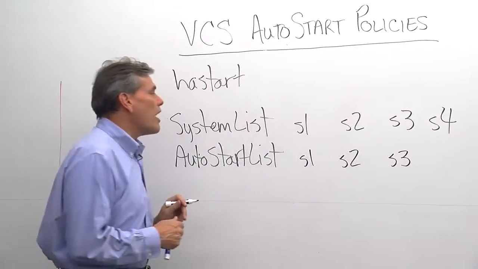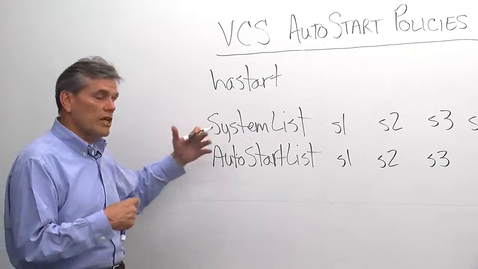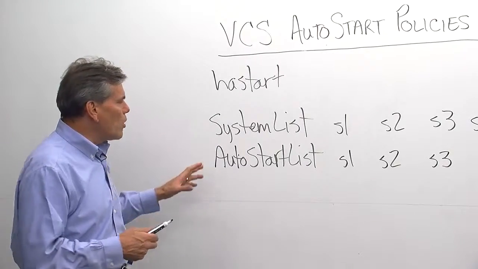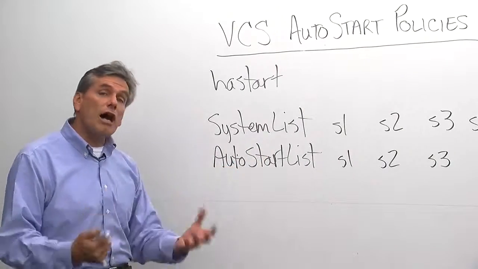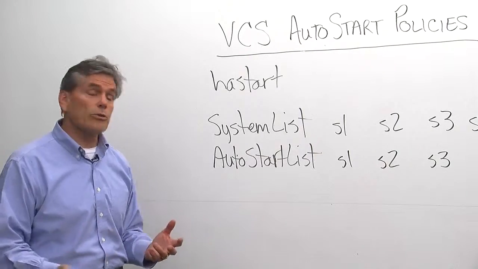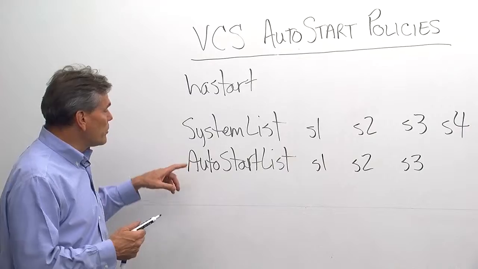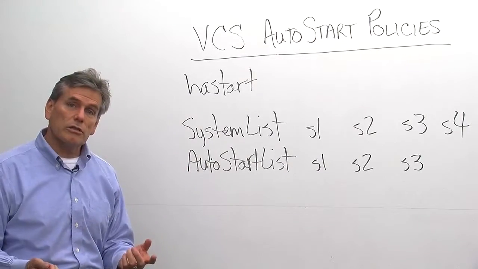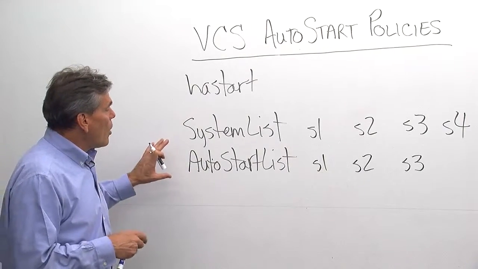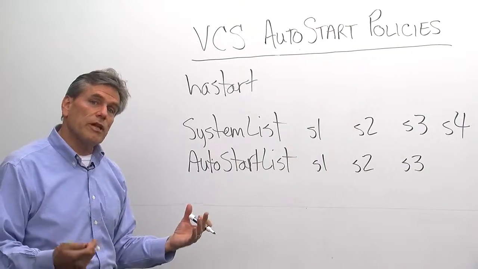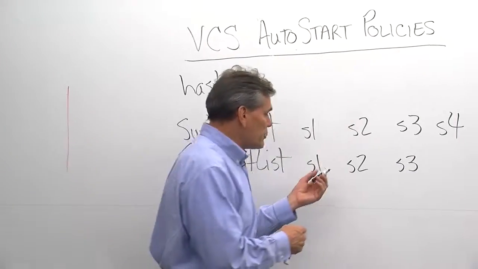So let's say that system list was S1 through S4, but we only wanted the service group to possibly start up on S1, S2, or S3. We didn't want it to ever start up on S4. Well, we would make sure that isn't in the AutoStart list.